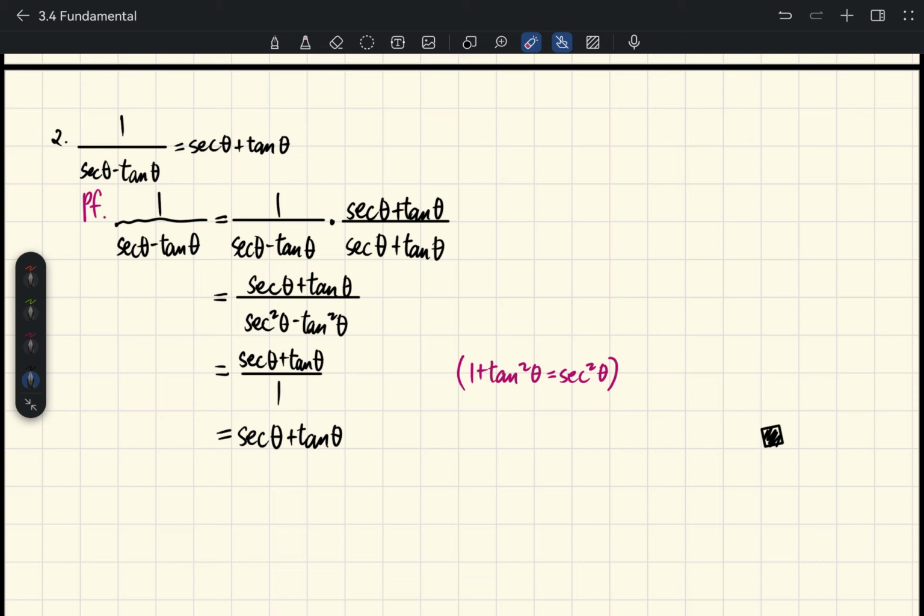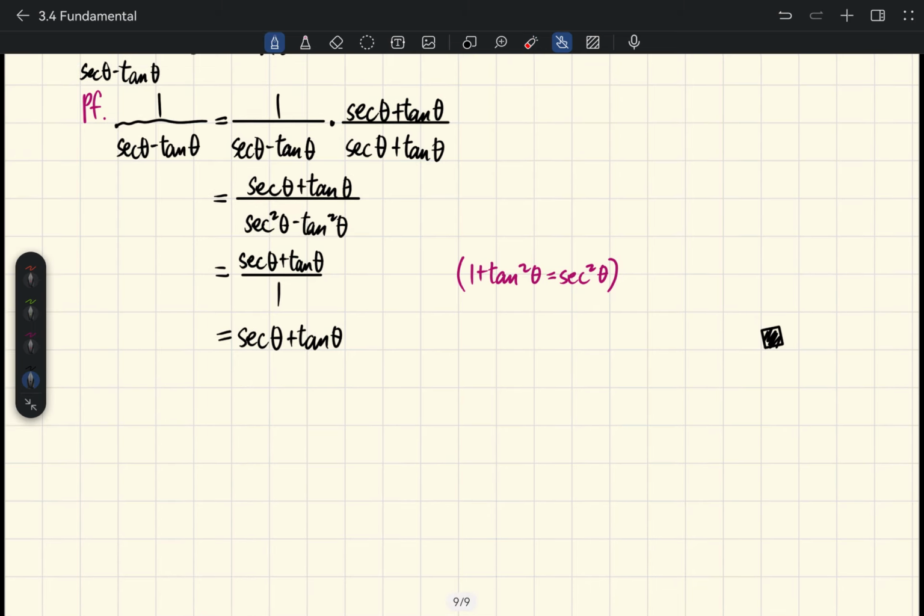Is there a different way to prove this one? Maybe you can try on your own free time. What happens if you write the right side as 1 over cosine theta plus sine theta over cosine theta? Maybe doing that would lead to something else, but I'm not exactly sure what will actually happen there.